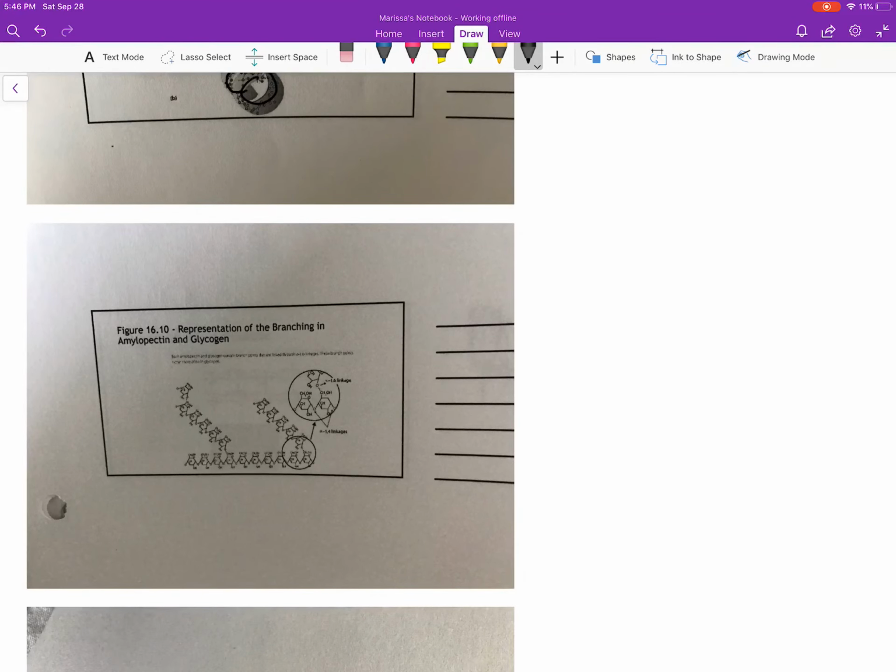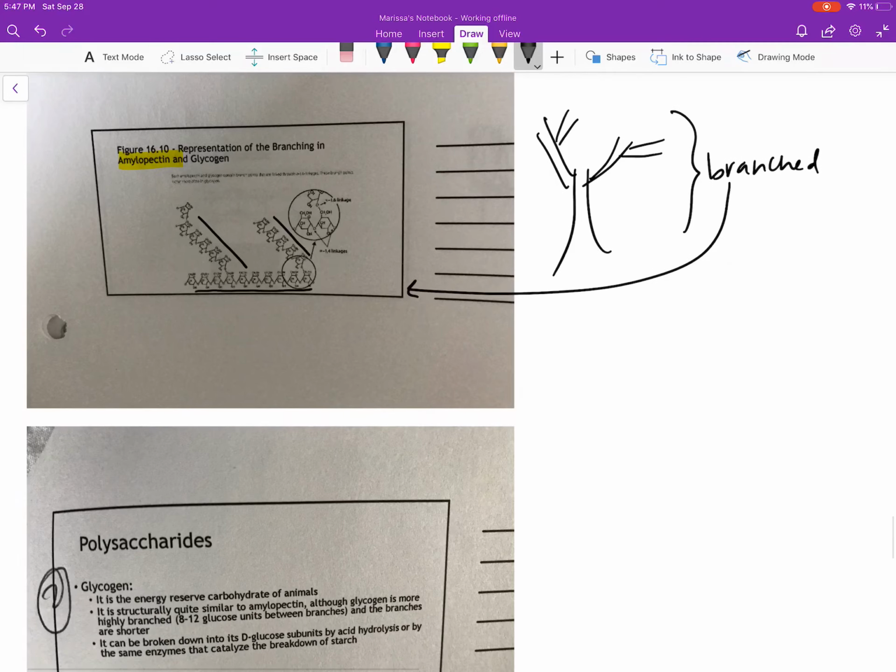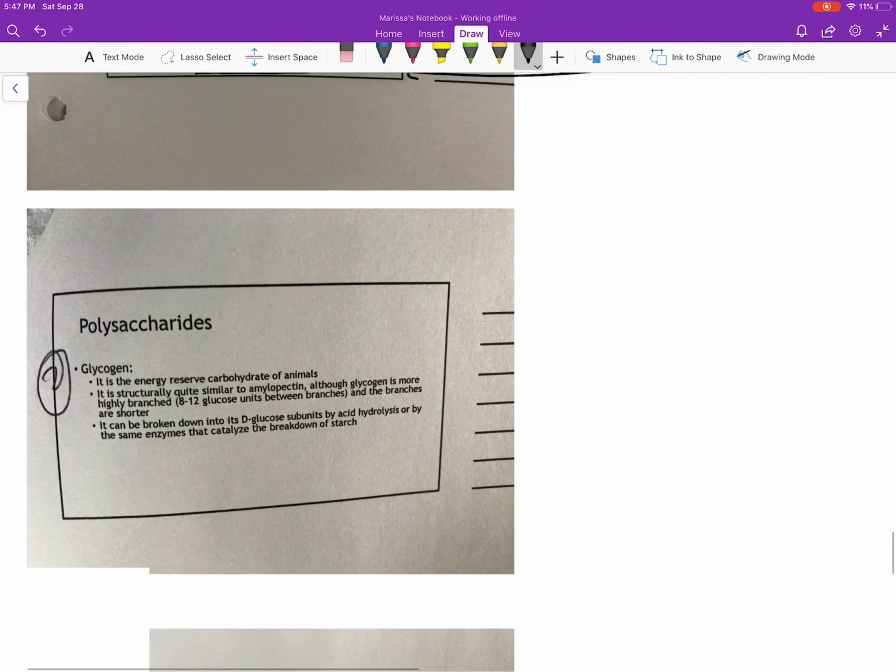Now, amylopectin, we said, was branched. This is what it means to be branched. You're going to have long chains, but then like a tree, it's going to have tree branches. If we think about a tree, it's going to have branches, and do not judge my tree. We call those branches, and structures can be branched just like that. So that's the main difference between amylopectin and amylose.